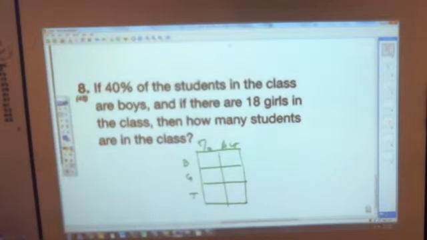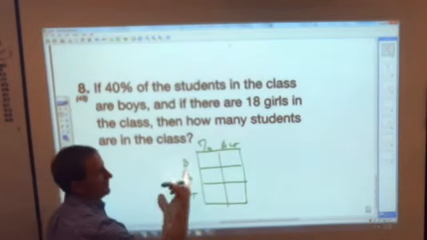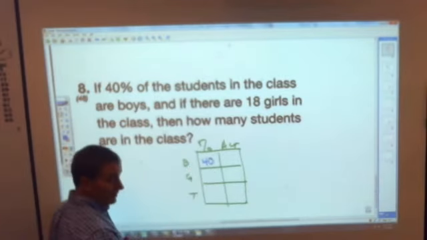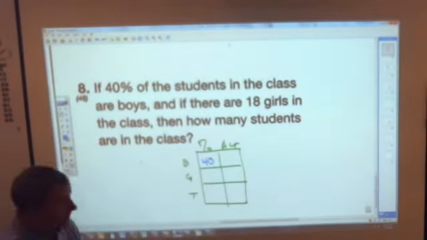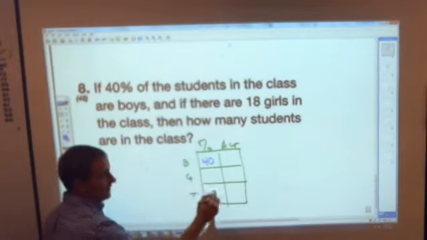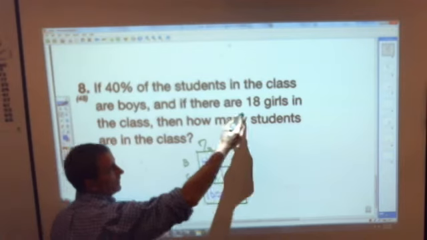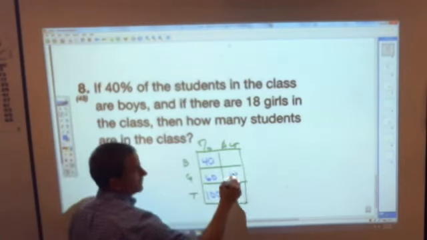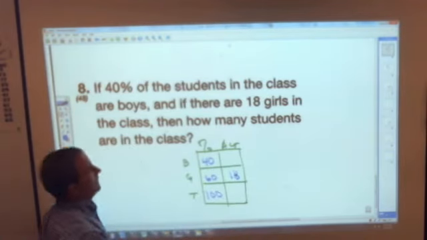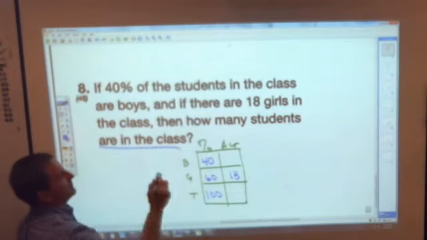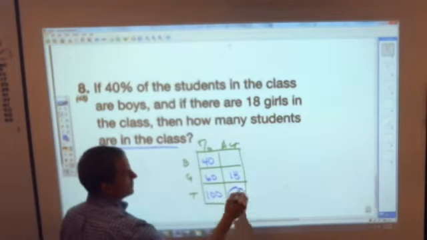What do I know? Filling in the blanks. 40% are boys. 40 goes here. Once you know 1%, you know them all, because they have to add up to 100%. That makes the girls 60%. And I know there are 18 girls. I put that in with my girls. I don't know this, I don't know that. But it asks you how many total students in the class, so I want this.